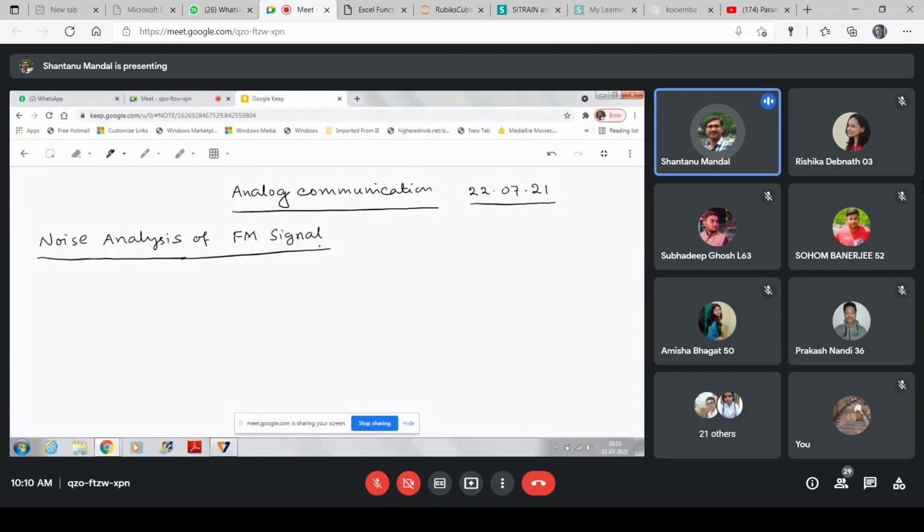In the noise analysis of FM signal, there is an FM receiver model. First I will draw the FM receiver model. This is almost the same as the AM receiver model, but here one extra part is there, that can remove the amplitude variation.